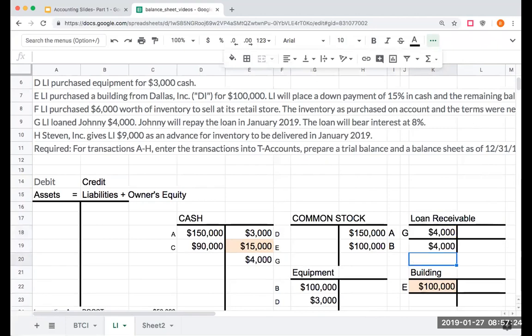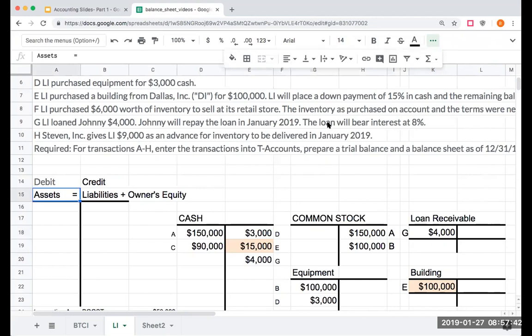And this will be right here for $4,000. We'll just leave this here at 4. Okay, we're jumping ahead. So what is loan receivable? Johnny owes me money. That's an asset. Johnny's going to need to pay me $4,000 in January of 2019.